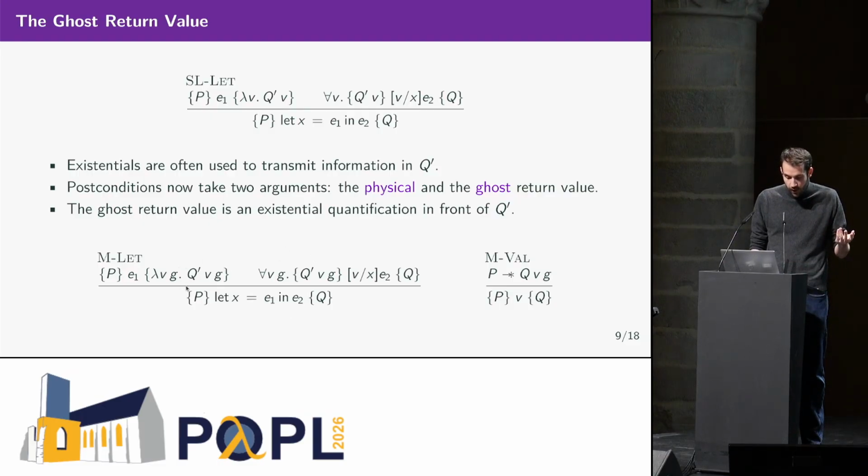You have to provide a postcondition that will hold for some value and some ghost return value, and then you get to assume that there exists a witness of this ghost return value while reasoning on E2. And then, when you reach a value, you have to provide a ghost return value. That can really be anything.